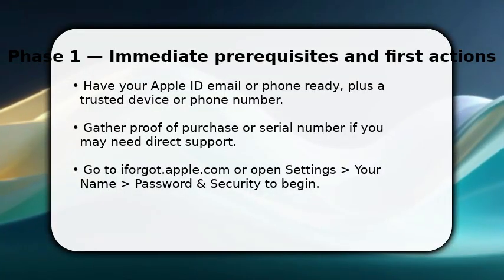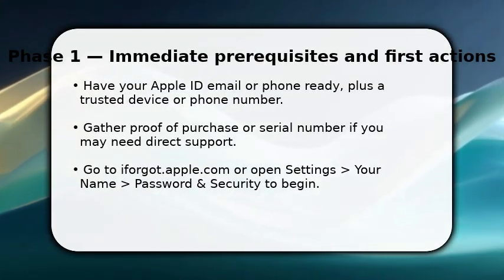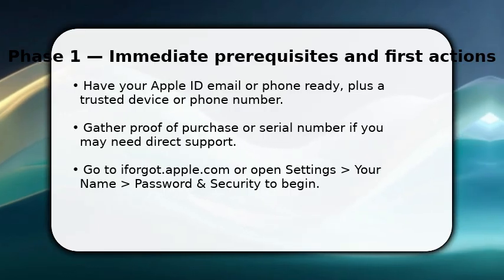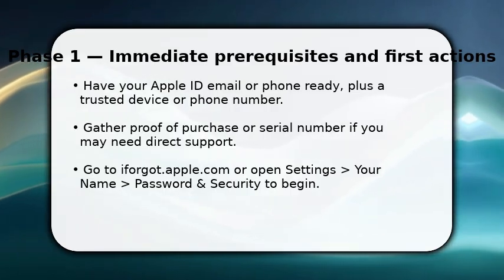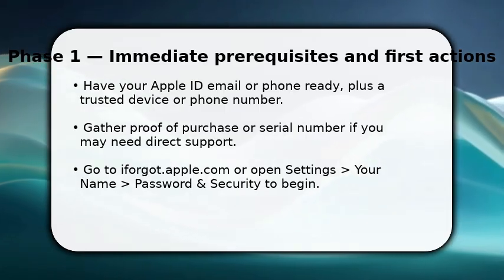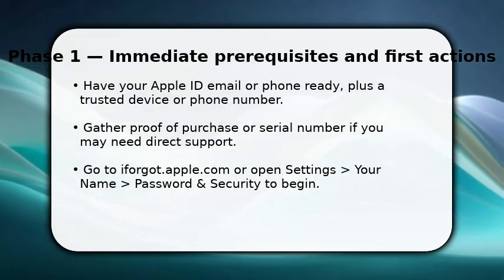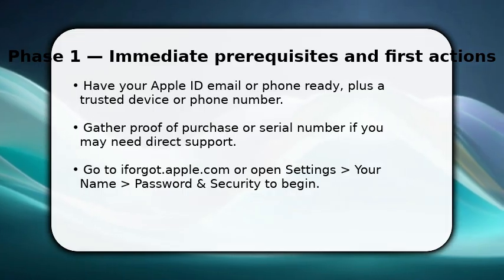You need two things now: your Apple ID address and access to a trusted phone or device. Once ready, go to iforgot.apple.com or open Settings and tap Password and Security to start. Enter your Apple ID, then follow prompts. Choose to receive a verification code on a trusted device or number.